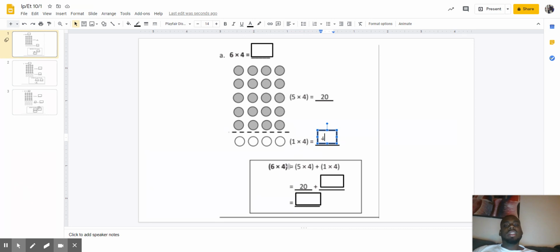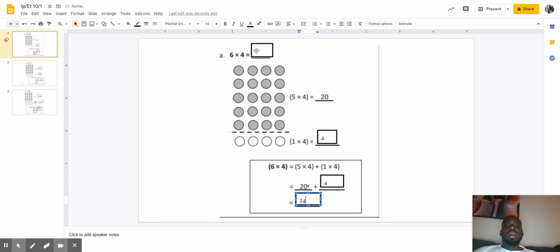So now we have 6 times 4 equals 5 times 4 plus 1 times 4. They all equal. We broke down 5 times 4 equals 20. We already found that out. And we just said that 1 times 4 equals 4. So we have 20 plus 4. Let's count: 21, 22, 23, and 24. We stopped at 4 fingers. So our answer is 24, friends.